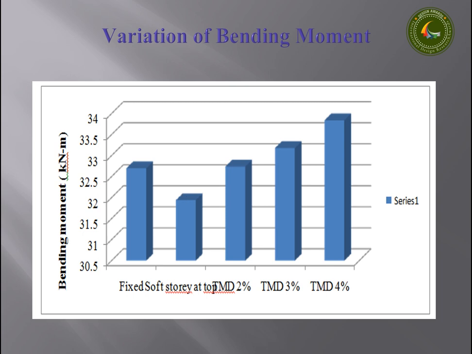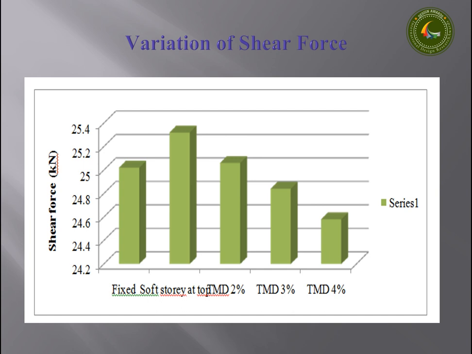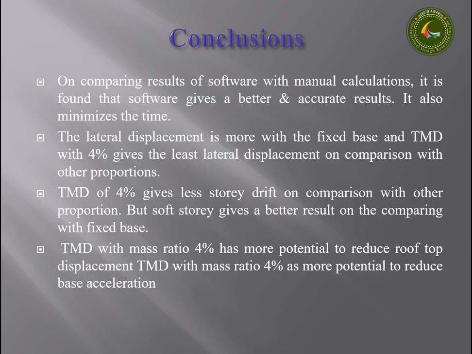Then coming to the variation of the shear force part. Here, we can see the soft story at the top gives the maximum result compared to the other models. Again, it is a drawback. We cannot go with the soft story because we don't want the maximum shear force value on our building structure. But the TMD of 4% gives a very low value of shear force, hence we can adopt this.